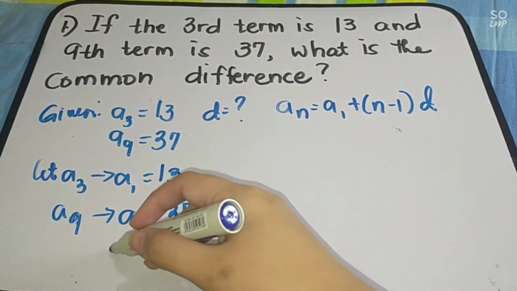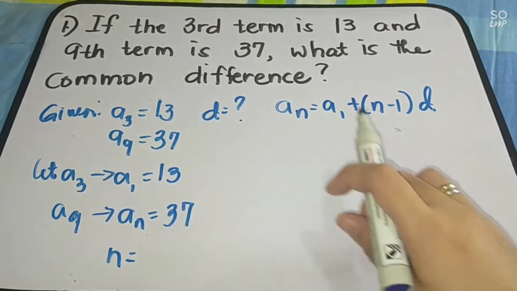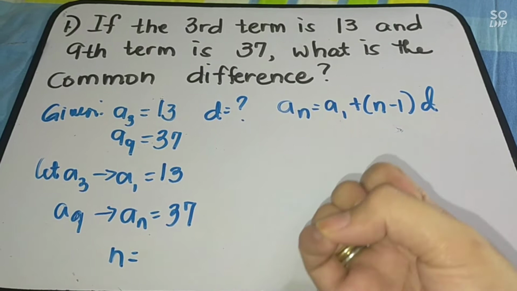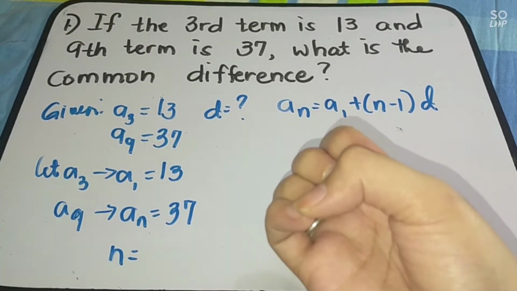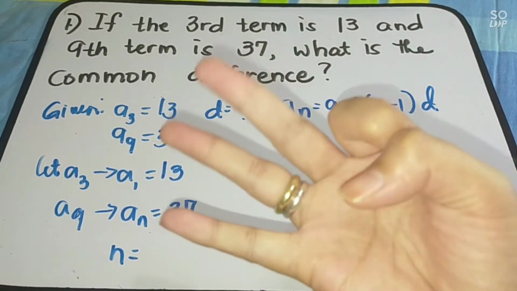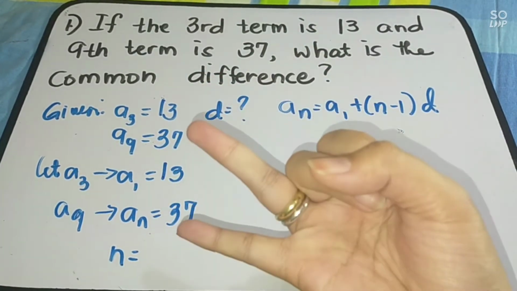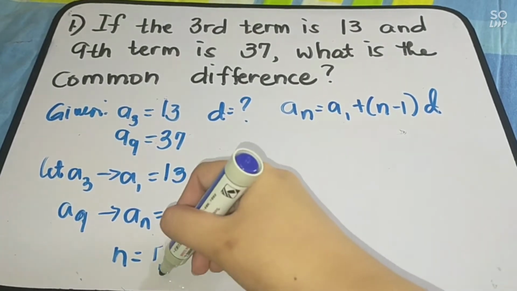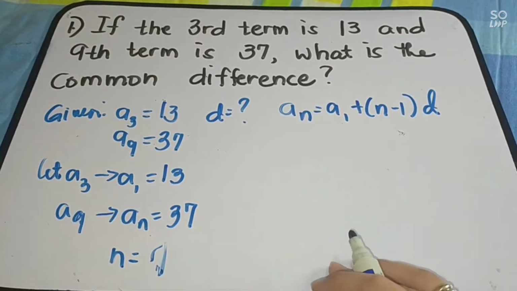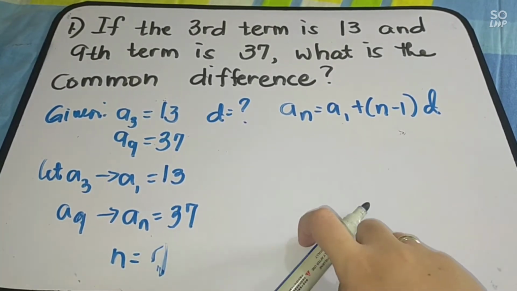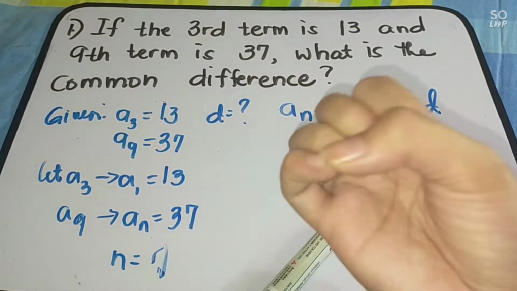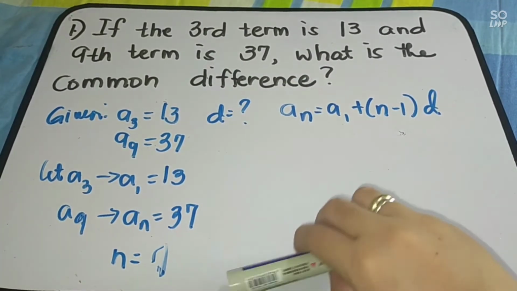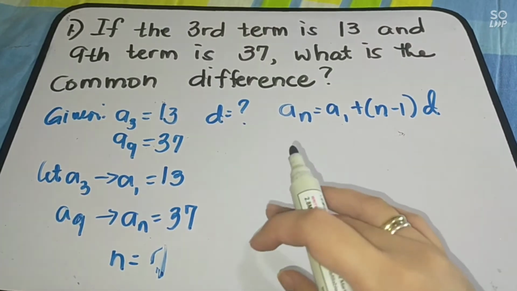Now, paano natin mahahanap si n? Kailangan nating mahanap si n. So, from 3 to 9, magbibilang ka from 3 to 9 para makuha natin yung common difference. Start tayo kay 3. We have here 3, 4, 5, 6, 7, 8, 9. So, we have 7 terms involved. Did you get it? Ganun lang kasimple. Para makuha mo yung n, bilang ka from 3 to 9. Meaning we have 7 terms involved in this problem.